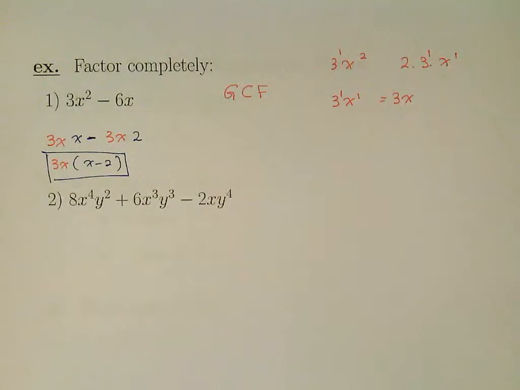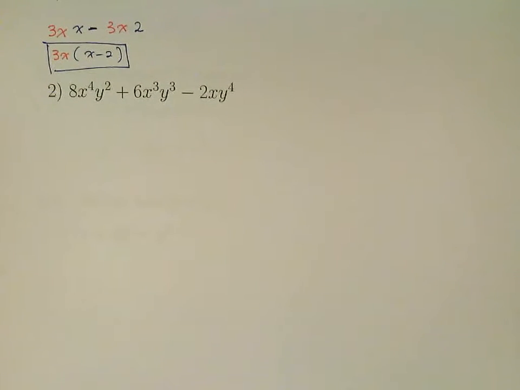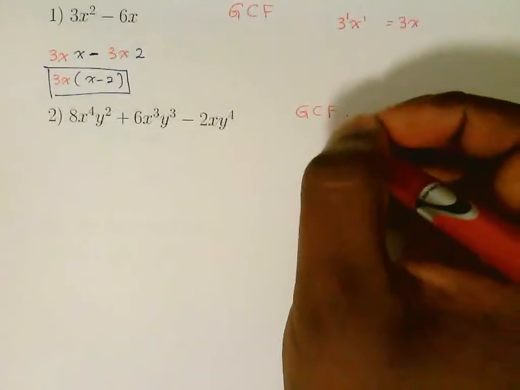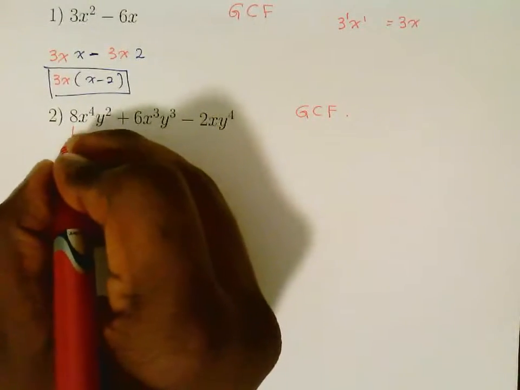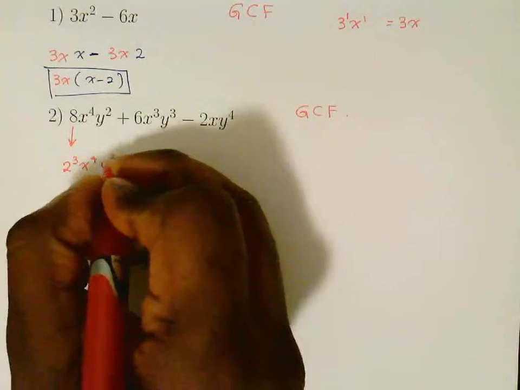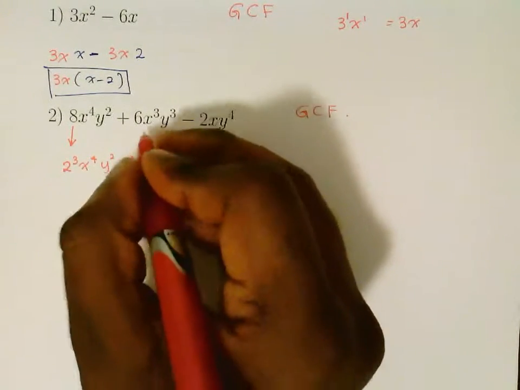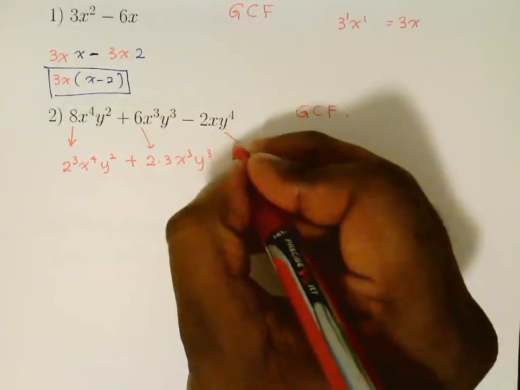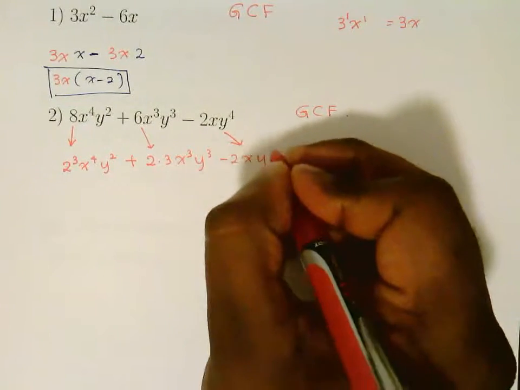Let's see number 2 here. It's a little long, but you can still find what the GCF is. But before doing that, let's actually rewrite this. 8 can be written as 2 to the power 3, x to the power 4, y squared. And 6 can be written as 2 times 3, x cubed, y cubed. And this can be written as negative 2 x y to the power 4.